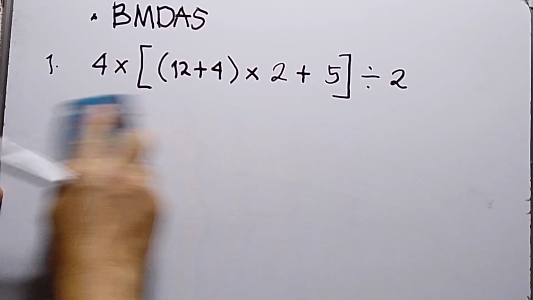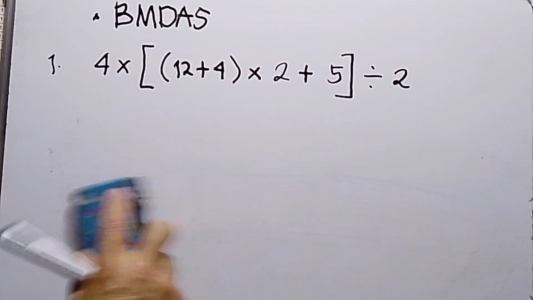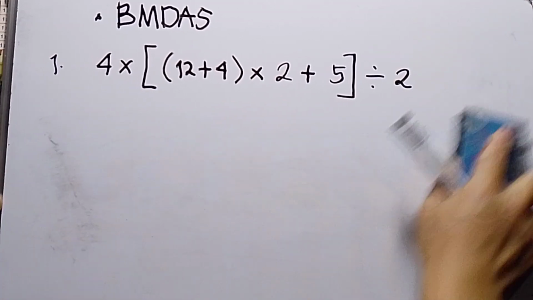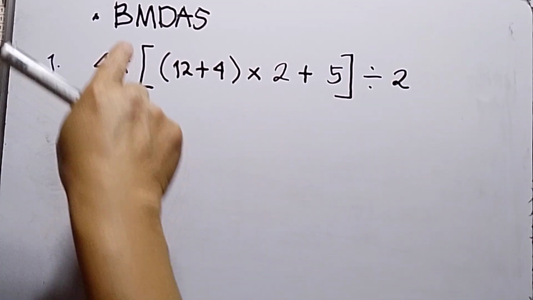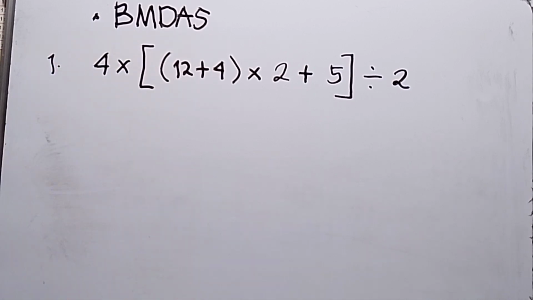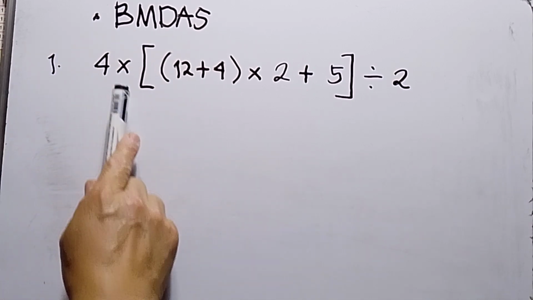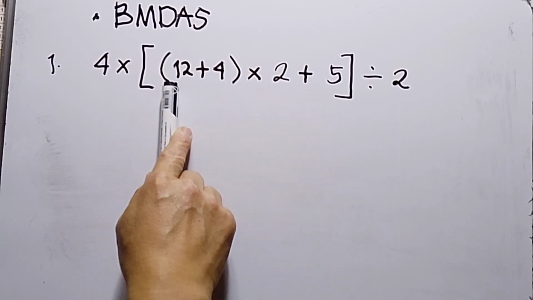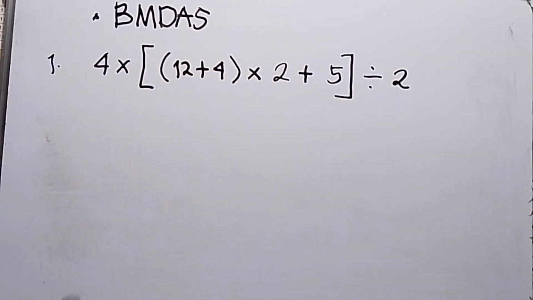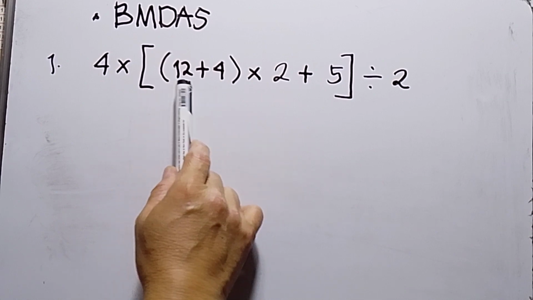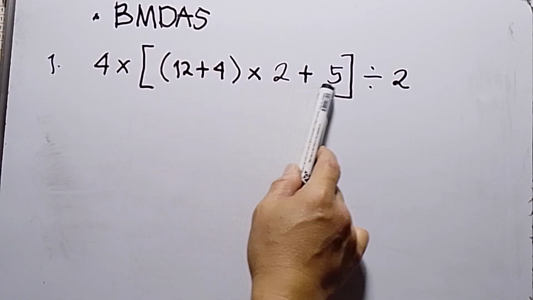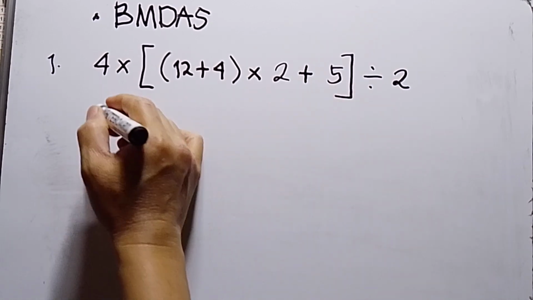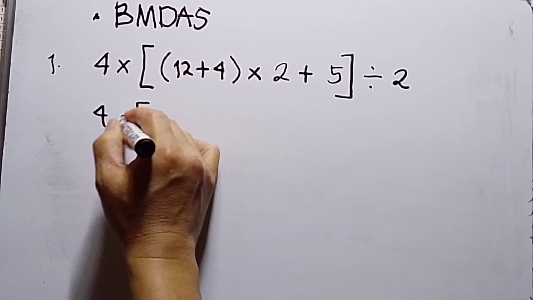Now let us solve number 1. Actually, this math is intended purely for grade 4 and 5 students because there is no E or exponent. So I have here number 1: 4 times open bracket. Inside the brackets, I have circle brackets and then the operation. So I have square brackets, 12 plus 4 times 2 plus 5 divided by 2. So first thing to do is I need to simplify inside the brackets.